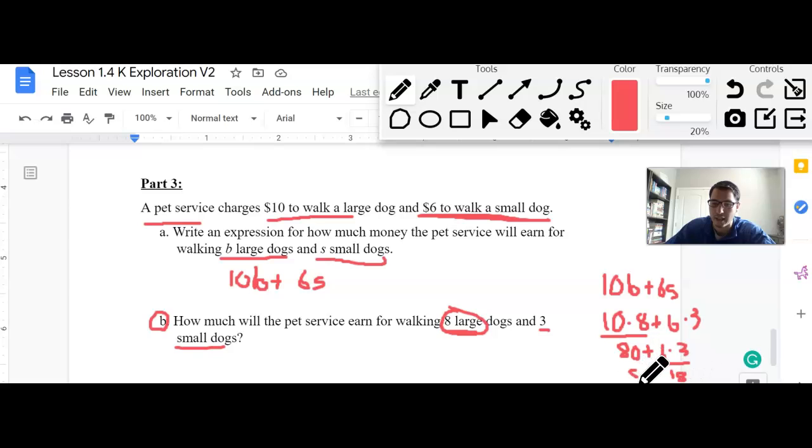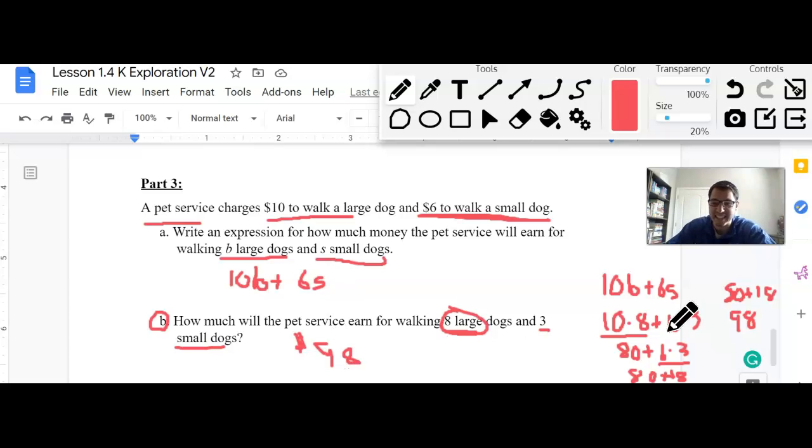So we should have 80 plus 18. I'm going to bring this back up here. 80 plus 18 should give us $98. That means the pet service made $98 walking 8 large dogs and 3 small dogs.